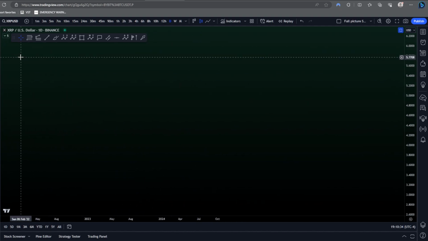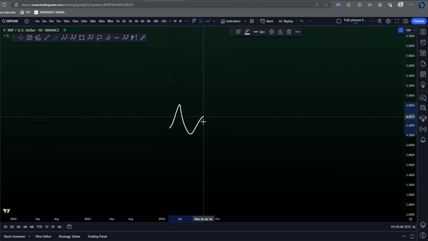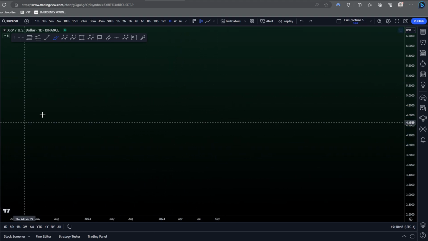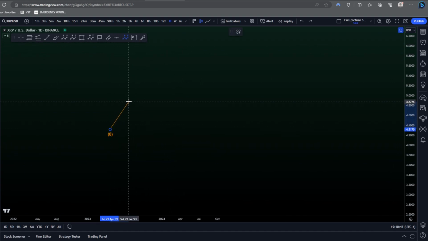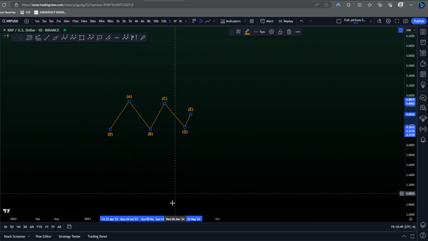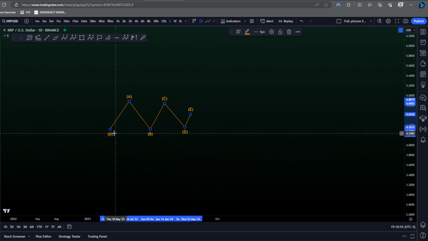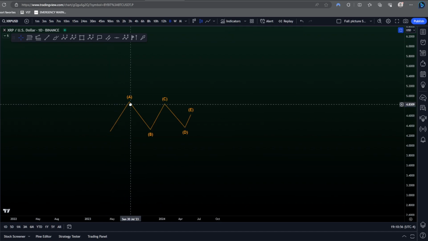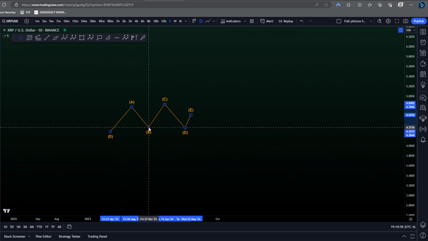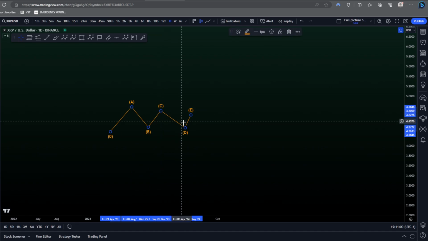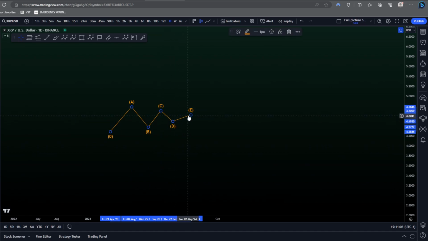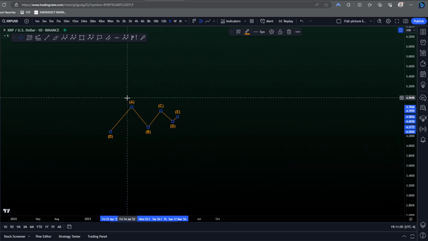Last type of correction we're going to go over, so that would make 3 main types of corrections, is your standard triangle. Okay. Now, triangles will come in the form of 5 waves. We call them A, B, C, D, E's. A, B, C, D, E. Right? Now, what happens is you have a triangle. Look at that. It's forming beautifully. There's your triangle.